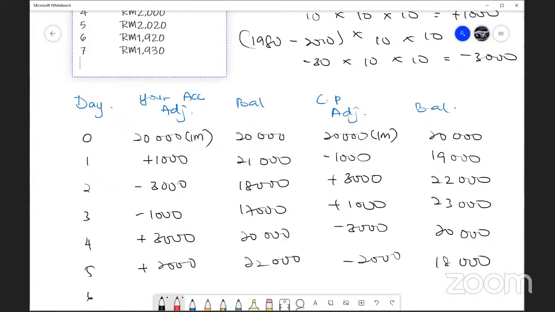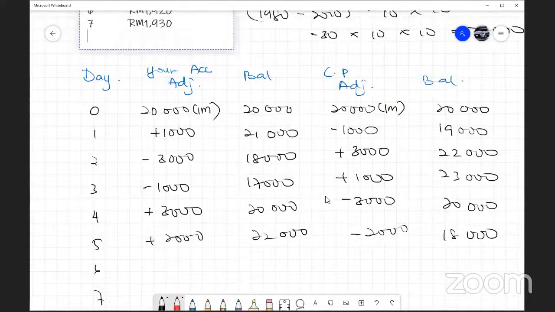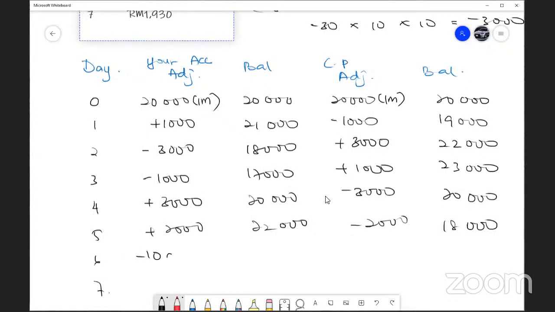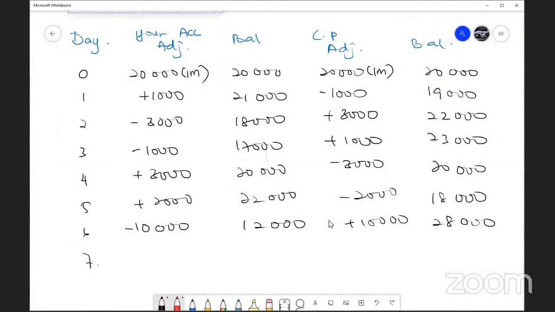2020. Drop to 1920. How much difference there? 1920 minus 2020 is negative 100. Okay, negative 100 times 100. It's minus 10K. Whoa, big loss here. Minus 10K. So here become 12,000. Here plus 10K. Become 28,000. So what happened here? 12,000. What happened at 12,000? Guys, you're here or not? 12,000, what happened?